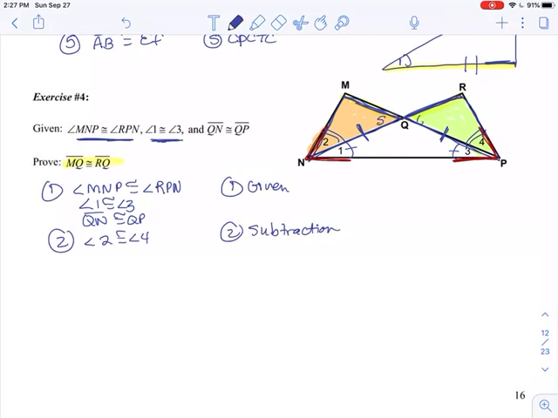I already have this side, and how about 5 and 6? I'm going to call these 5 and 6. Remember what those are called? When I have two lines that intersect, those are called vertical angles. So angle 5 is congruent to angle 6. And the reason is vertical angles are congruent. Now I actually have enough to say my triangles are congruent.